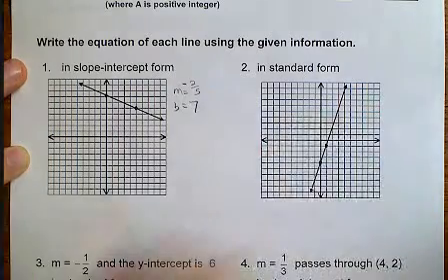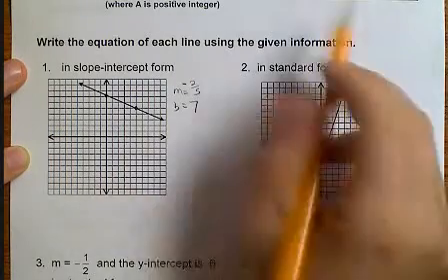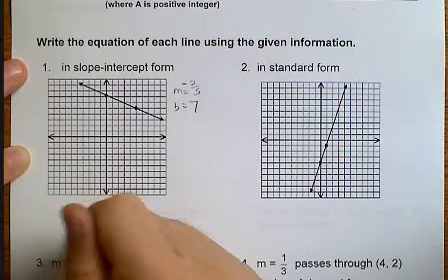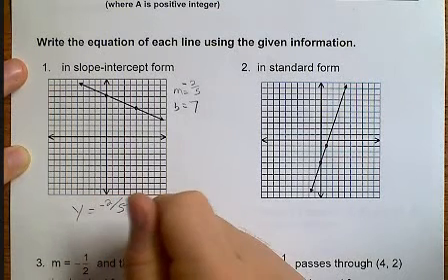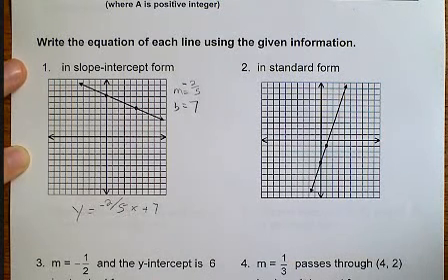If I know m and I know b, I know my slope-intercept form. y equals negative 2/5 x plus 7. Very simple. You should remember this from Algebra 1. No problems here. Let's go ahead and talk standard form.